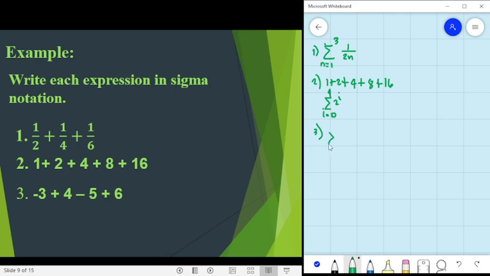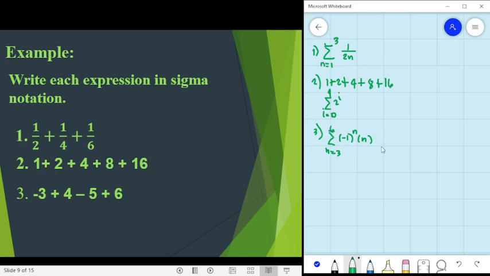So this can be expressed as the summation of negative 1 to the n, times n. Negative 1 to the n, because if n is odd, it is negative; if n is even, it is positive. Then times n again, where n runs from 3 to 6.